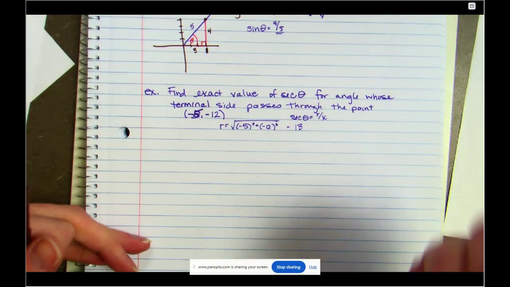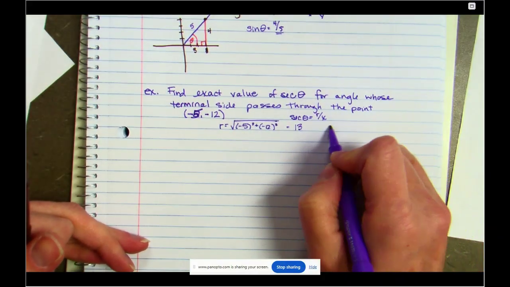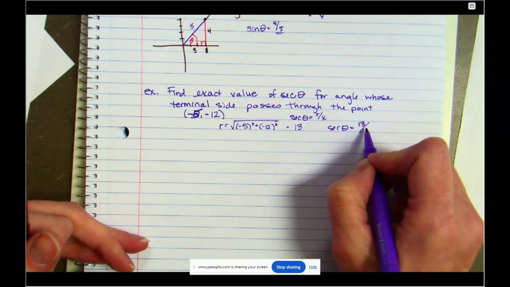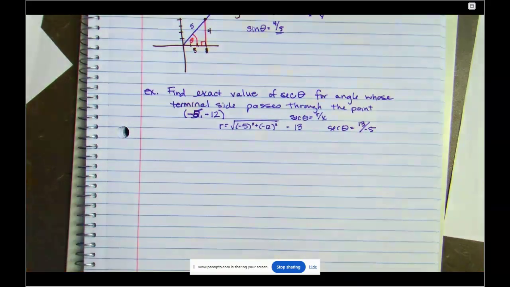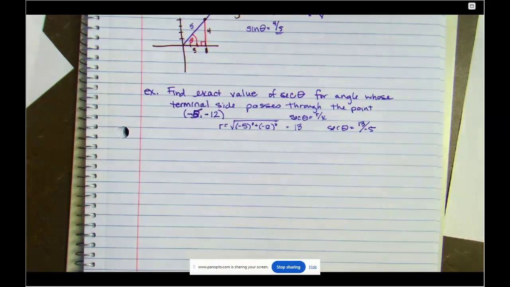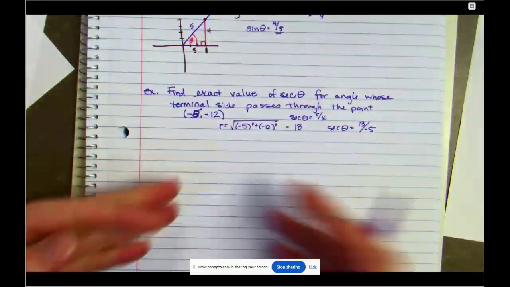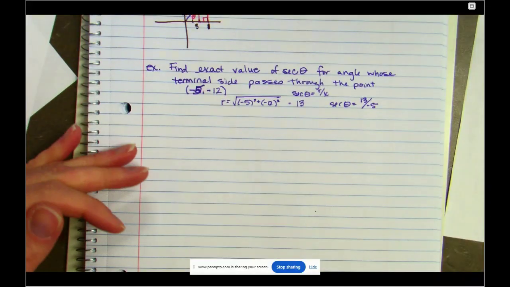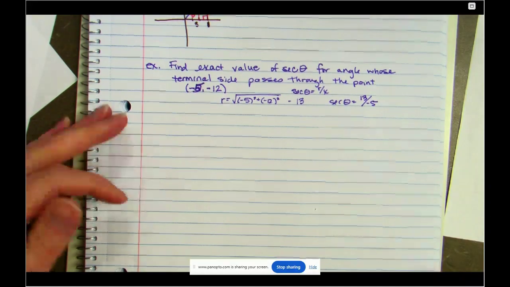And so then you can find the secant really easily. What's the secant going to be then? 13 over -5. You can write it as -13 over 5, but both are fine. So what we're doing is avoiding drawing a graph, drawing the triangle, and doing all the things. That math is hidden in there. It's just different. Okay, so let's do one more of those. I don't feel like we need to do a lot of them because they're not hard.